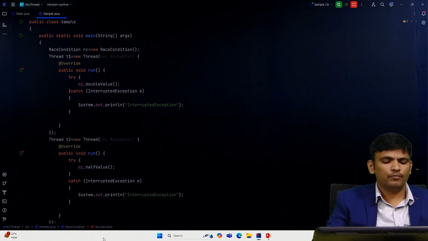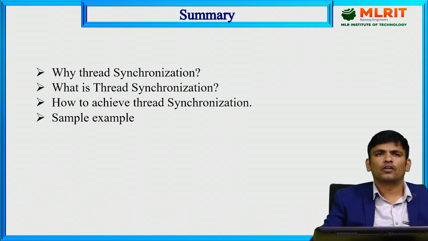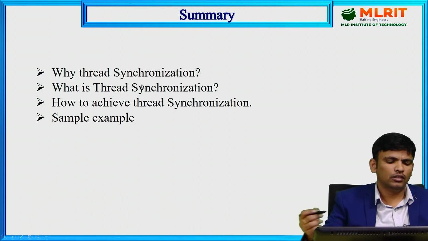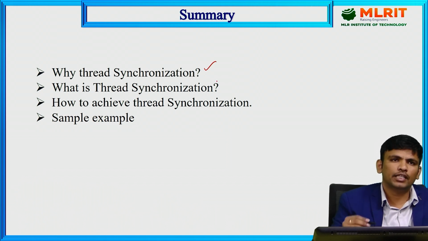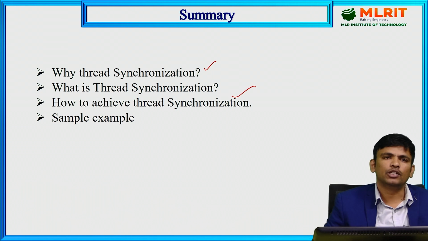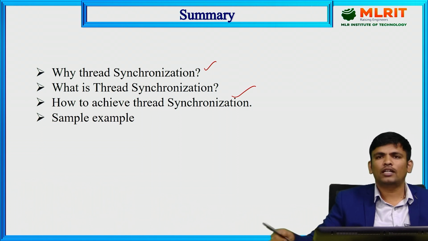So that's about the synchronization and the race condition. This is a summary of this session. In this session I have covered what thread synchronization is, why thread synchronization is required, how to achieve thread synchronization, and I explained the race condition problem with a sample example. So that's about this session. Thank you.